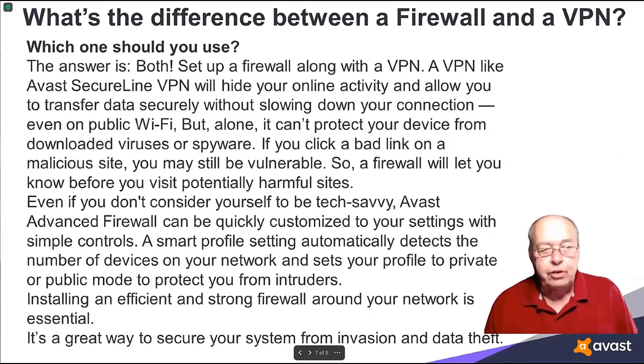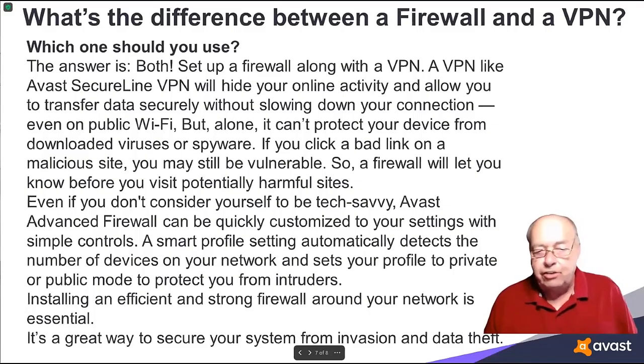So what should you use? A firewall or a VPN? The answer is both. Set up a firewall along with a VPN. A VPN, like Avast Secure Line VPN, will hide your online activity and allow you to transfer data securely without slowing down your connection, even on public Wi-Fi. But alone, it can't protect your devices from downloaded viruses or spyware. If you click a bad link on a malicious site, you may still be vulnerable, so a firewall will let you know before you visit potentially harmful sites.